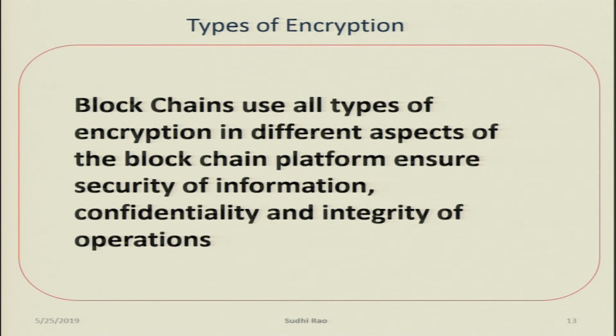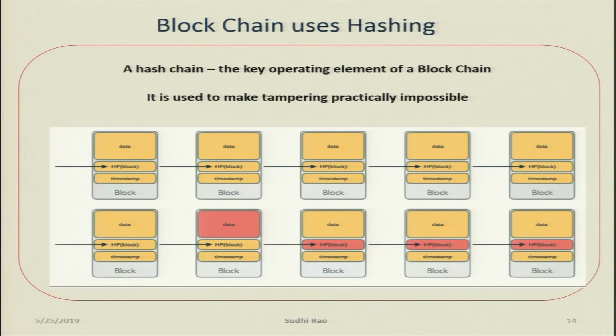Blockchains use all types of encryption. They use asymmetric encryption, symmetric encryption and hashing for different aspects of the transactions, to ensure the security of information, confidentiality and integrity of the operations. And here is one simple example of how it uses hashing. A blockchain is nothing but a hash chain where every block is linked to the previous block by including a pointer to the hash of the previous block as part of its data. This block A is related to block B because it stores the hash of block B, which is a pointer to block B.